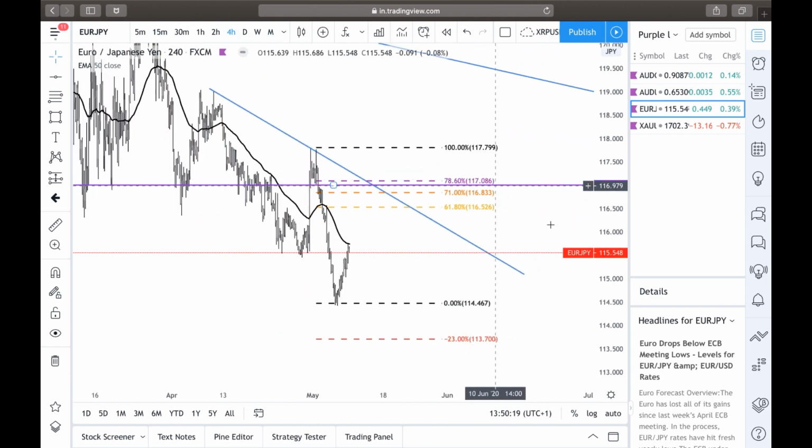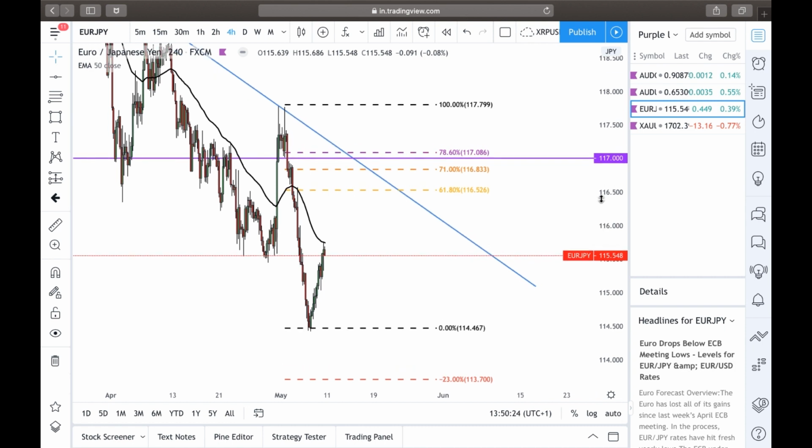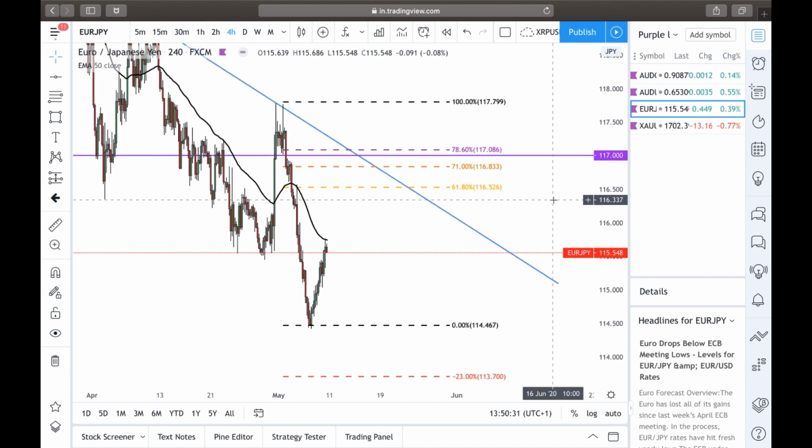Cool. We can clearly see a psych level. Psychological levels are big round numbers, like I said, 1.117, 1.116, 1.1165, 1.115, 1.1155, all that good stuff. What else do we got?